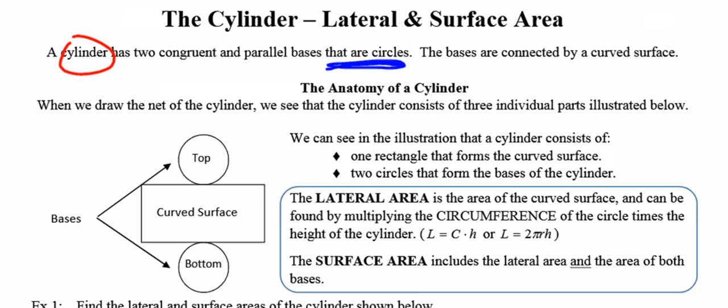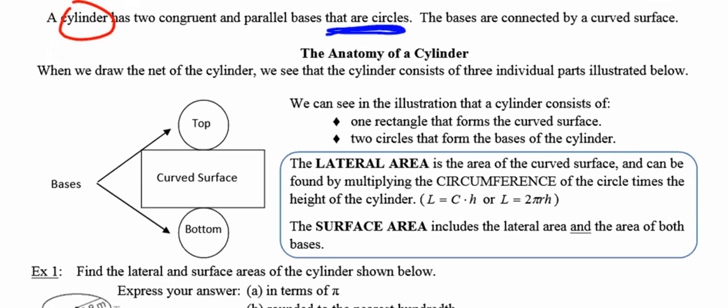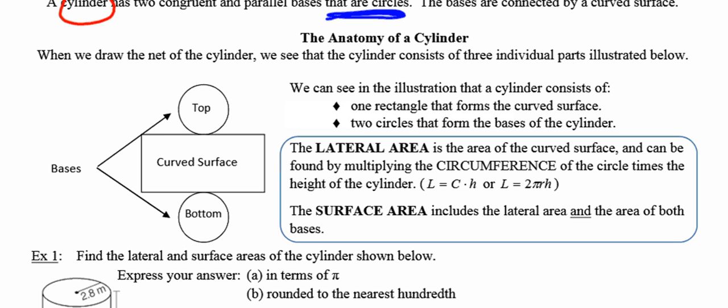Now, when we draw the net of the cylinder, we can see that it really consists of three different parts. I'm going to call one of the circles the top, the other circle the bottom, and then this curved surface that makes up the lateral area. So the lateral area is the curved surface, and you can find the lateral area by multiplying the circumference of the circle times the height of the cylinder. Or sometimes we say lateral area is 2 times pi times r times h.